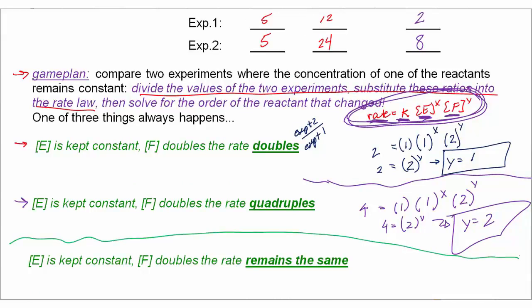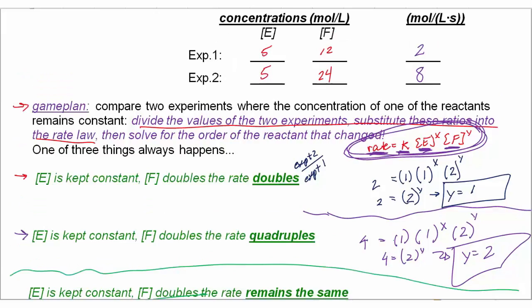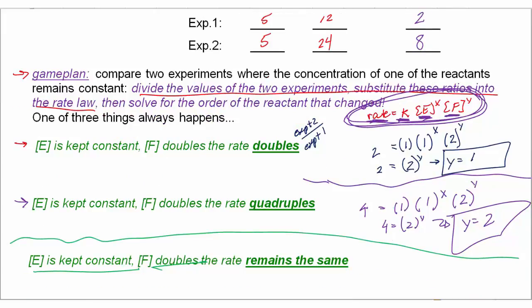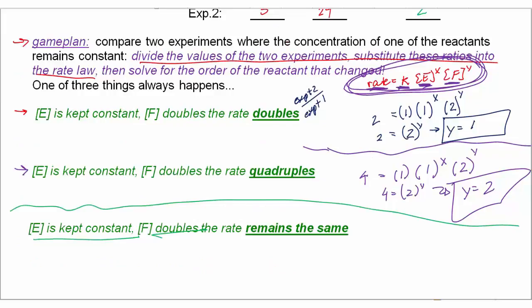Okay, they're saying E is kept constant. F doubles. So that data is all good. But the rate remains the same. Okay, so this has to be reduced to a 2. E is kept constant. F doubles. The rate remains the same. Okay, let's substitute it into our rate law. Again, let's write our rate law. That might help you out. Rate equals K E to the X F to the Y.